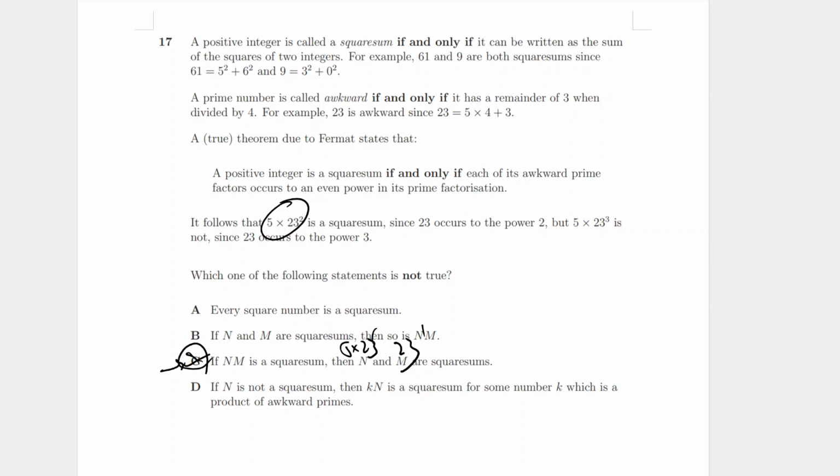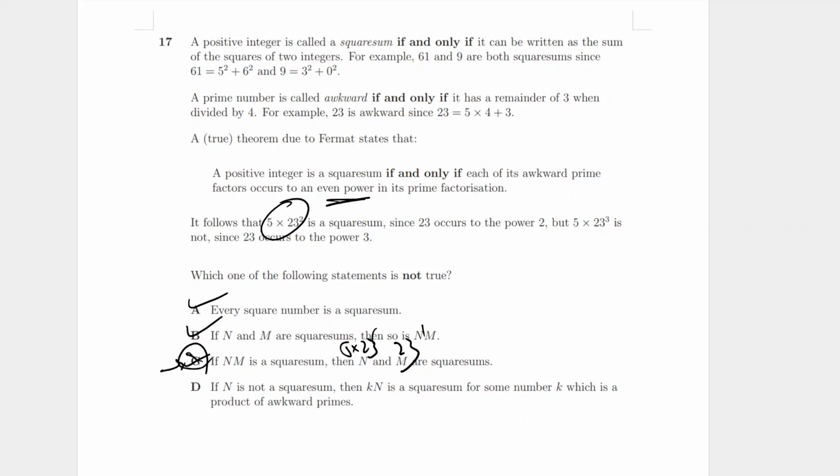I'm not sure why this question is here. You could sort of see how the other ones are true. A is trivial. You just write it as something plus 0 squared. B is correct because I need it to be an even power, and if I multiply them, the powers add up. Even power plus even power still gives me the even power that I need. So B is okay.